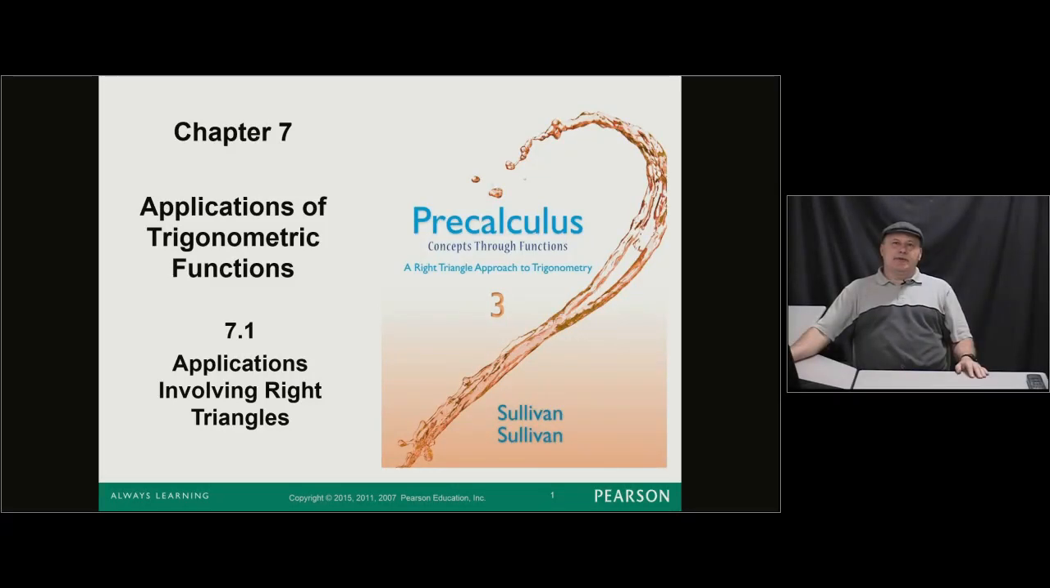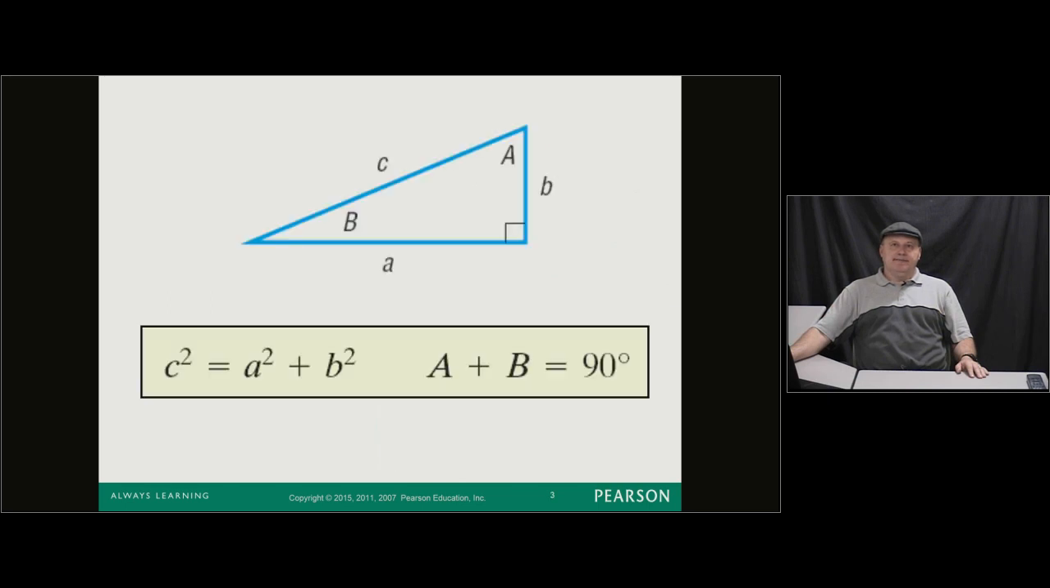Hello, in this discussion we're going to be talking about applications involving right triangles. So let's begin. Whenever you deal with a right triangle, you always deal with the Pythagorean theorem, c squared equals a squared plus b squared. As we've demonstrated before, there are many proofs to this. But one thing we don't discuss very often, which is true though, is that the two angles that are not the right angle are complementary. So angle A and angle B add up to 90 degrees.